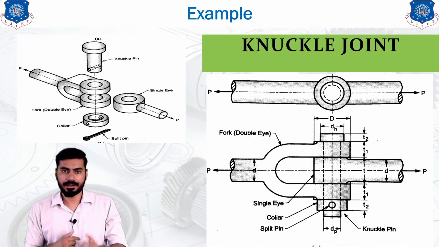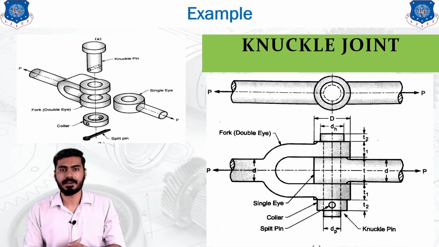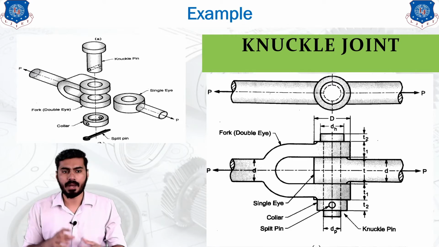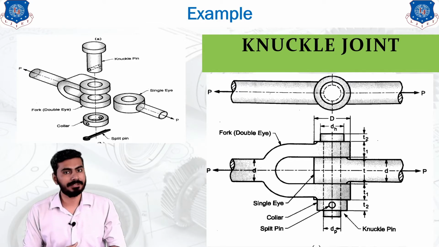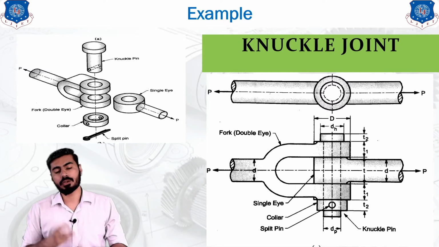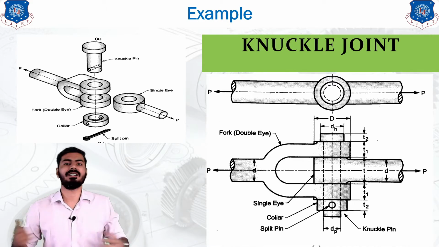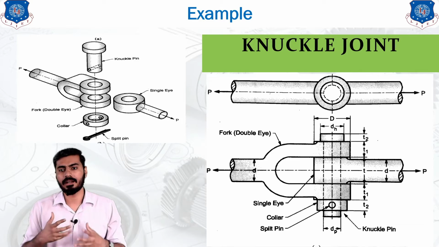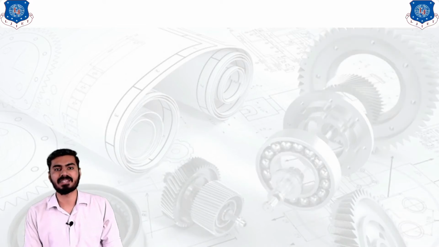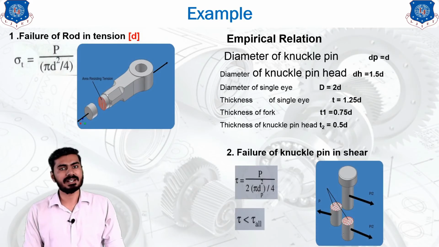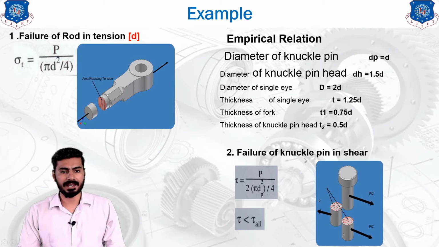To ensure that this assembly does not come apart by itself, you have to apply the collar and the split pin to avoid the removal of the knuckle pin from the assembly. By the application of the collar and the split pin, you ensure that your assembly is not going to disassemble itself. These components are going to be designed in our design procedure of the knuckle joint, which we have already discussed in the previous lecture. So let's get started with the first step, that is the failure of the rod in tension.